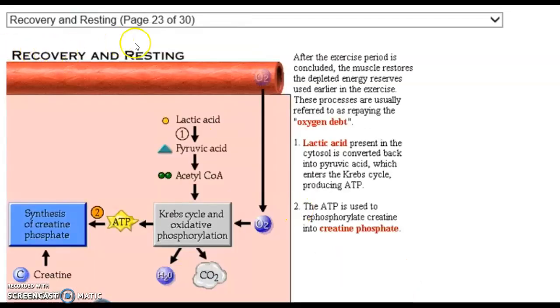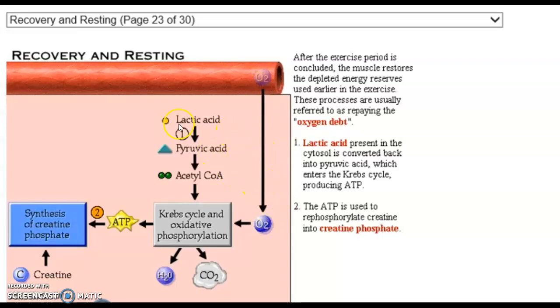Well, understanding recovering resting is really important, because after we've done an activity, especially an activity where we've used up a lot of glucose and a lot of oxygen, we have to repay that oxygen debt. Therefore, we have to have a time when we actually get oxygen back into the muscles, back onto the myoglobin.